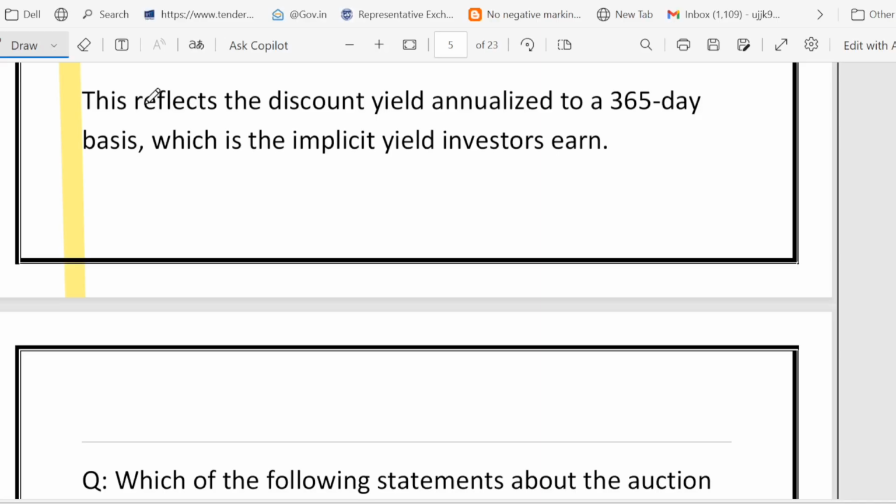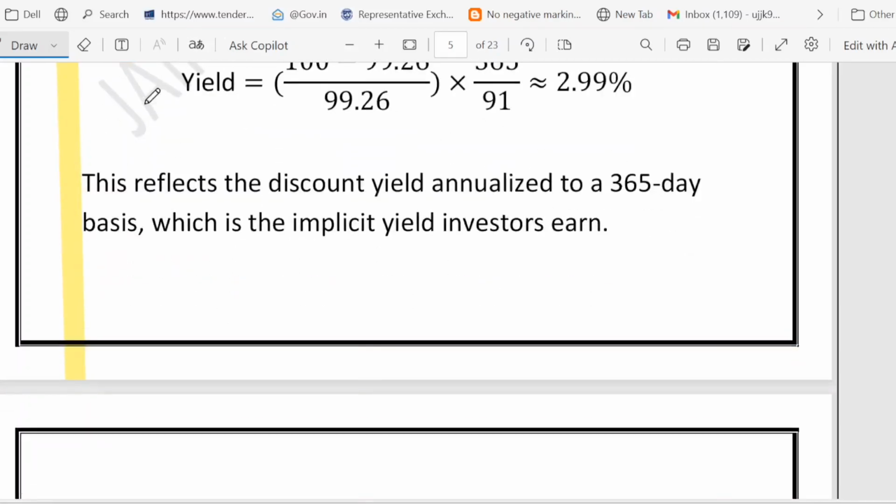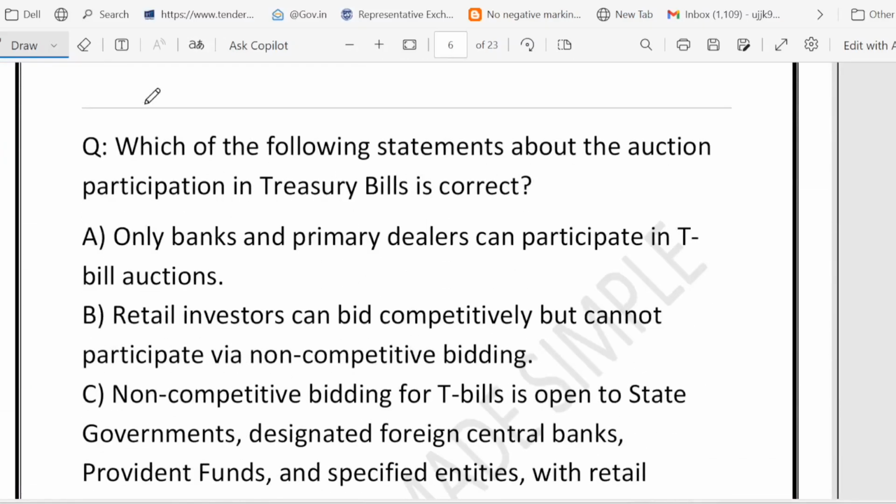And this profit is expressed as annualized yield. I request you to please remember this formula. This will be asked most frequently. Now have a look at the next question.